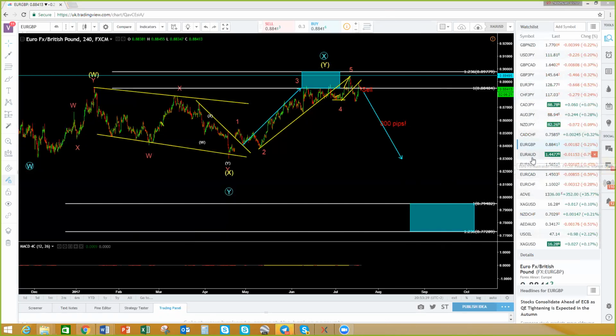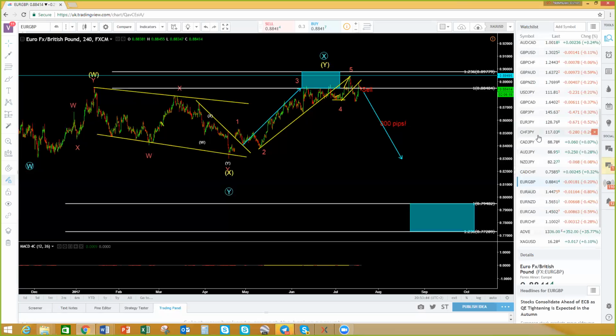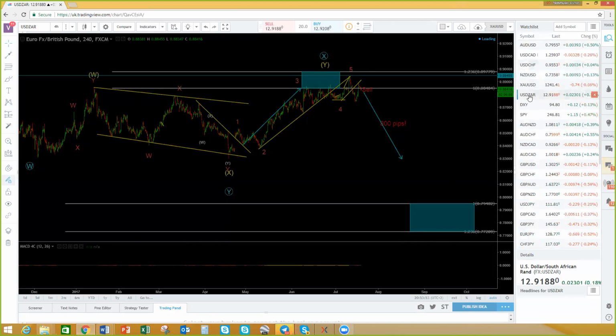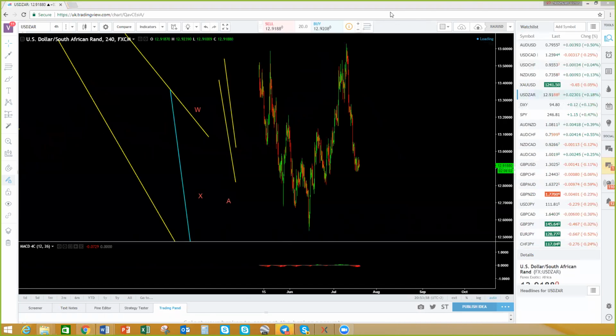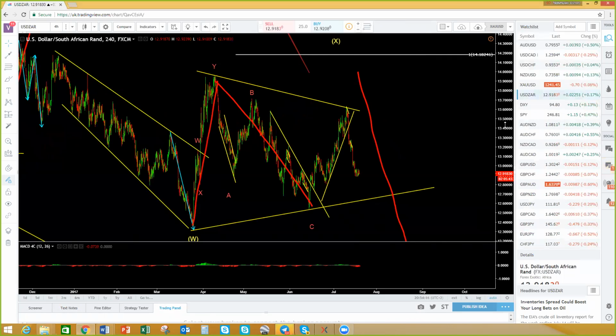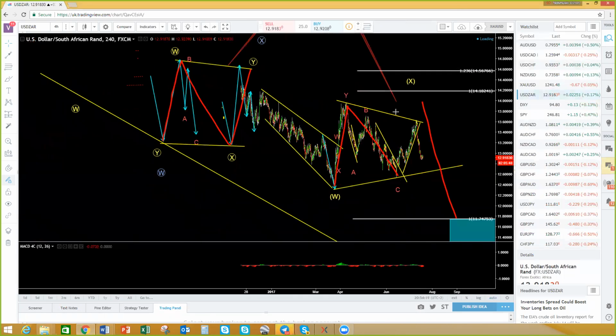I'm going to look at US dollar ZAR quickly. I'm still here, guys. Give me a second. I'm going to look at this quickly. Right, so US dollar ZAR. Let's look at the bigger picture on this one.